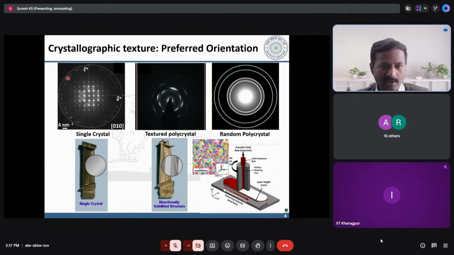Again, I would like to draw your attention to this selected area electron diffraction pattern. So in a single crystal, you will observe a spot pattern, and in a polycrystalline material, you will observe a ring pattern, whereas for the textured material, provided you are covering a sufficient number of grains, you will see an arc pattern. So I am starting with electron diffraction because, compared to X-ray pole figures, many a time people are more familiar with these sorts of electron diffraction patterns.